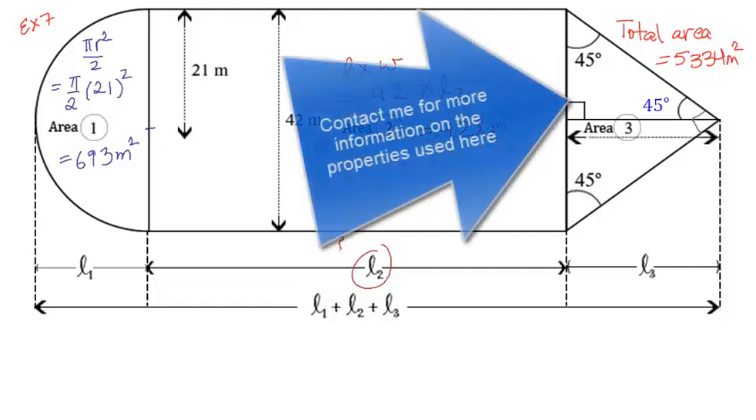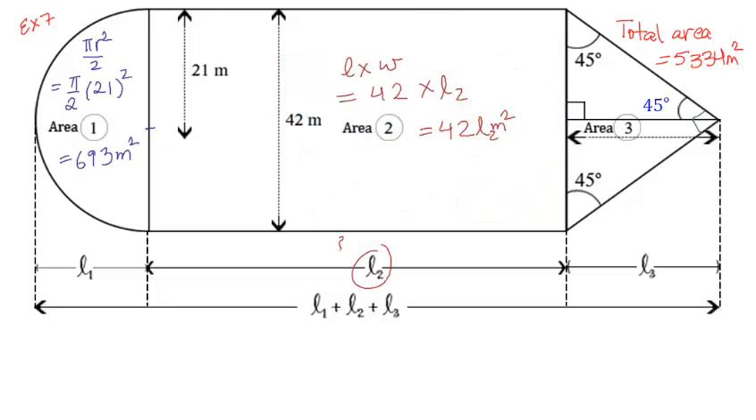So using the property of such triangles, the length of the altitude will be equal to half the base. So half of 42 is 21. That's all we need to find the area of this triangle. We have the altitude, 21 meters, and we know the base of the triangle is 42 meters.